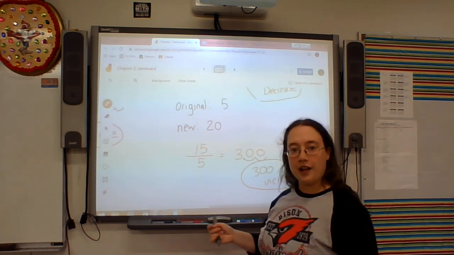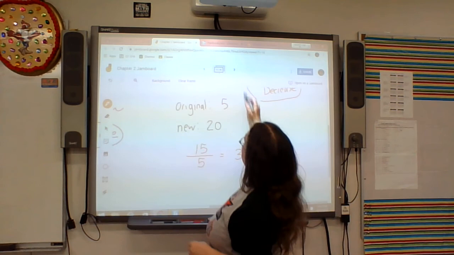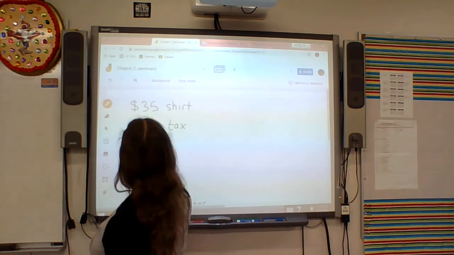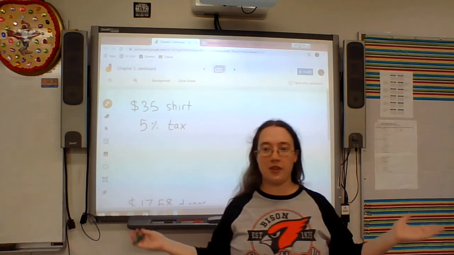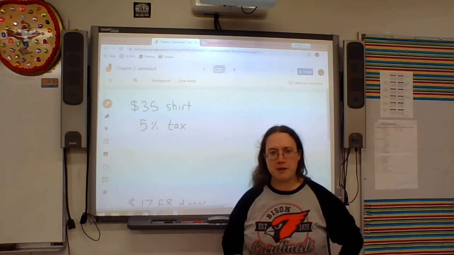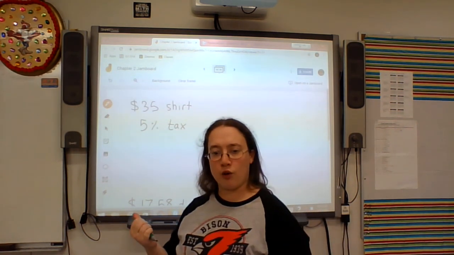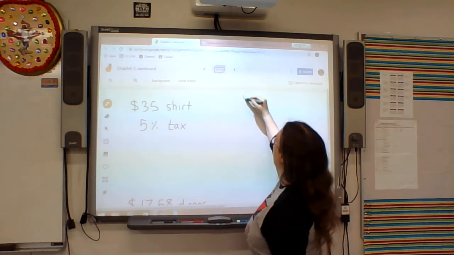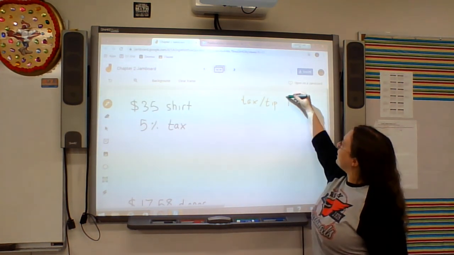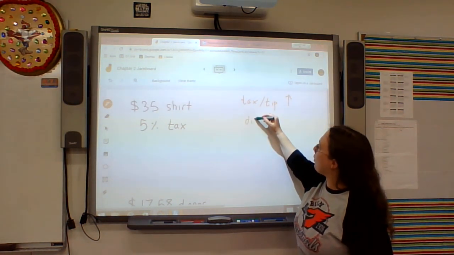Okay, the other thing that gets lumped into this section is things where we have tax and tips and discounts, because all of those things are percents. Okay, and the big thing to remember about this is if it's a tax or if it's a tip, you're going up. So we're going to add it at the end. If it's a discount, we're going down.